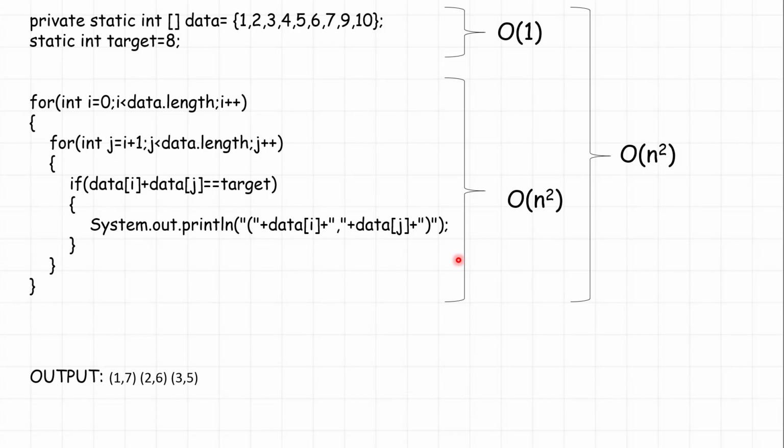The algorithm is very simple, but if you take a look at its complexity, we can see that even if the declaration takes only constant time, the two nested for loops have a square complexity. The total complexity of the algorithm is driven by the two for loops, and so it is squared.